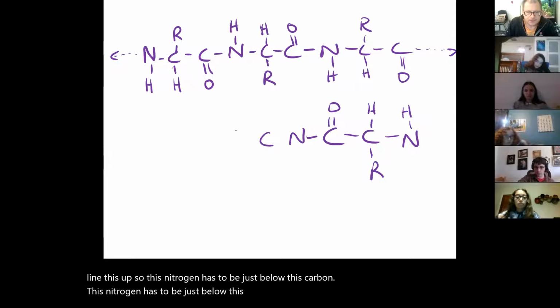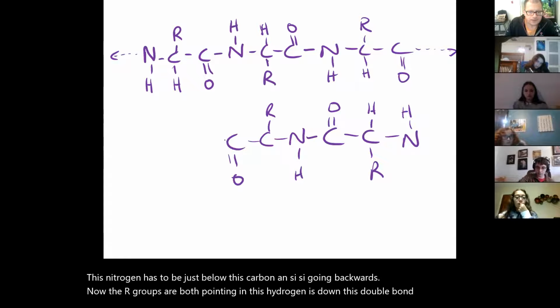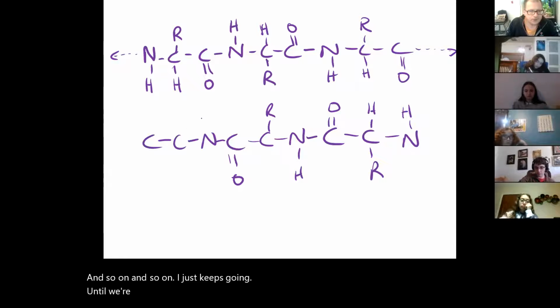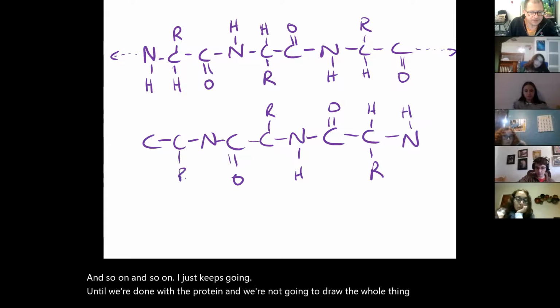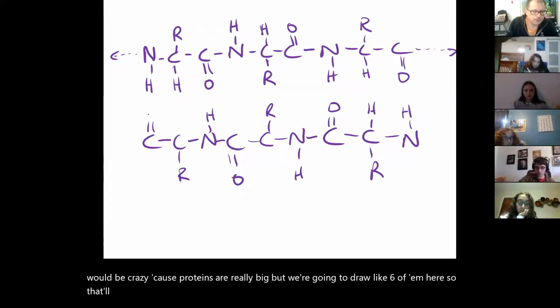N, C, C, going backwards. Now the R groups are both pointing in. This hydrogen is down, this double bond O, and so on and so on. It just keeps going until we're done with the protein. And we're not going to draw the whole thing because proteins are really big. But we're going to draw like 6 of them here, so that'll be nice to show how these link together.